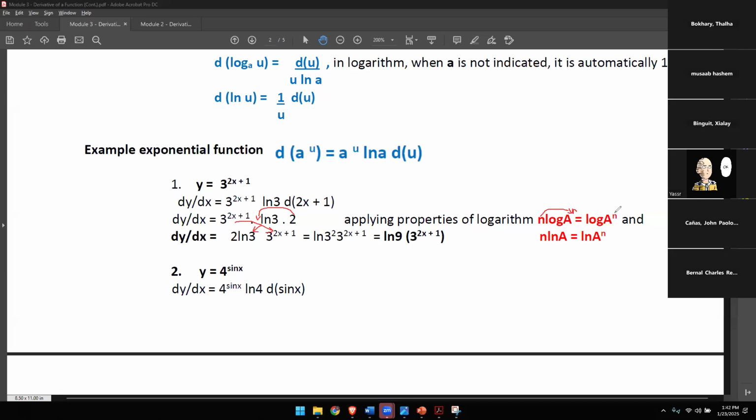If you're seeing an exponent, you can bring that one down and make that one a constant or a base. The same thing with ln, they're just the same. And ln a raised to n is equal to n ln a. You can make that one an exponent, or you can bring this one down, which we'll just go back to this one.